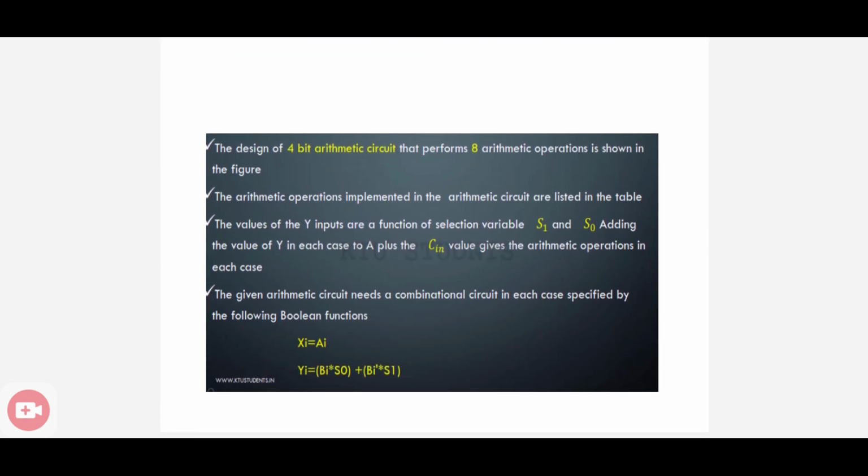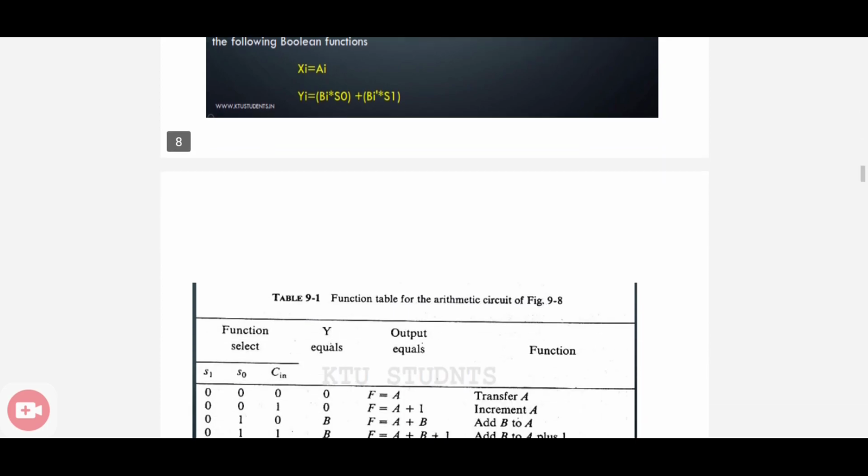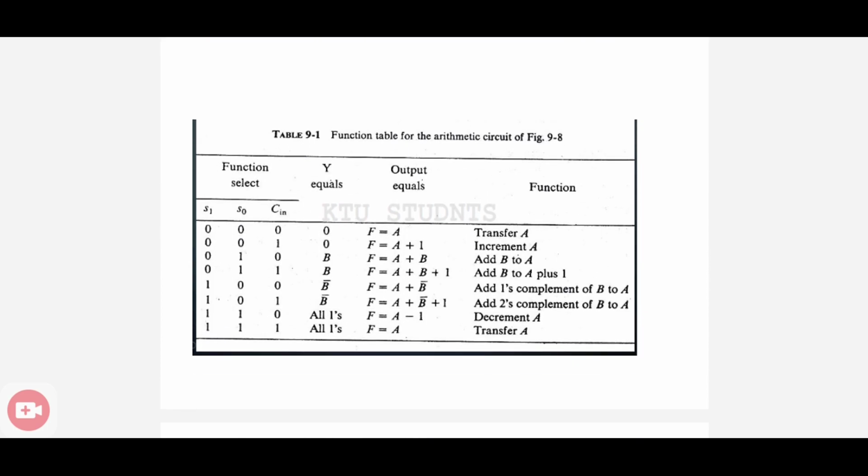So the design of a 4-bit arithmetic circuit that performs 8 arithmetic operations is shown here in that figure. All these arithmetic operations are listed in the next table. Based on the S0, S1 and Cin inputs, we can implement 8 arithmetic operations.